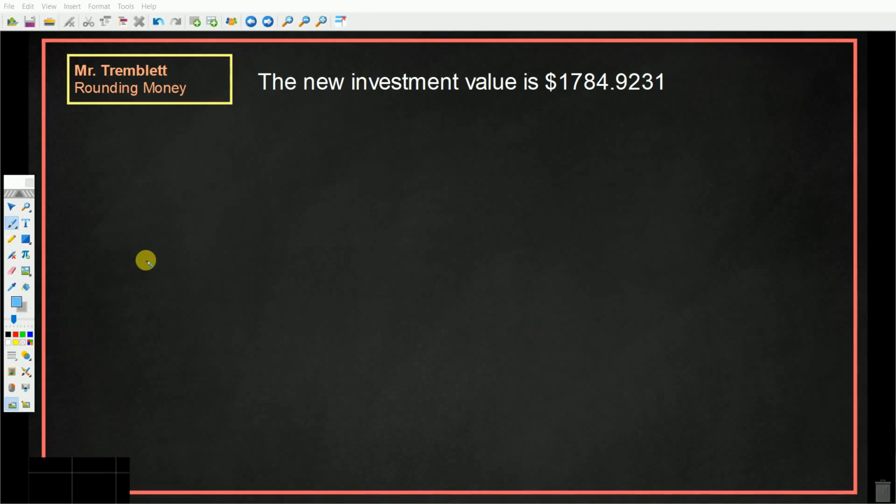All right, we're going to do some quick rounding money examples. So the first number we're going to look at rounding is $1,784.92 and then 31 hundredths of another cent. If we're rounding money, we're going to go to two decimal places.